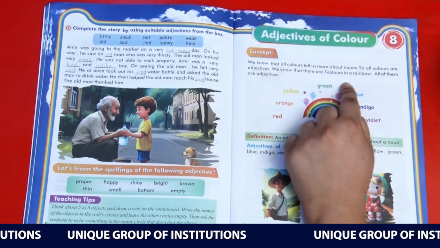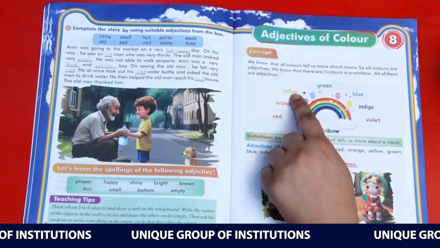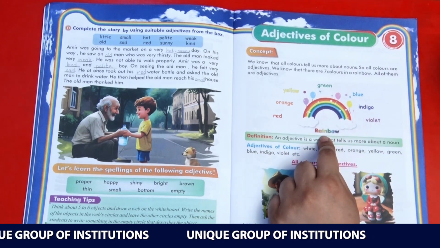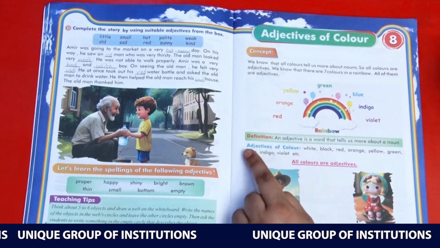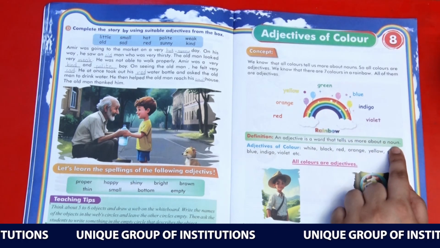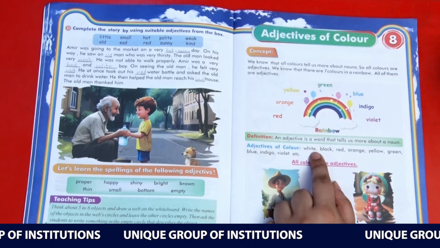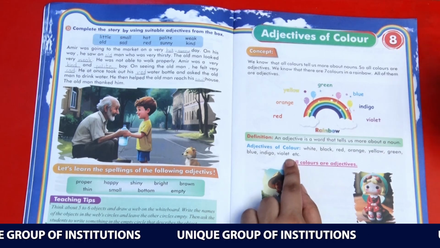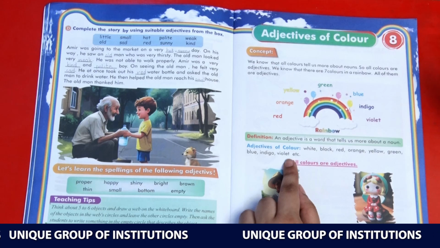We know that there are 7 colors in a rainbow. All of them are adjectives. Red, orange, yellow, green, blue, indigo, violet, these all are part of the rainbow. So the rainbow contains these colors and these colors are adjectives here. Definition: an adjective is a word that tells us more about a noun. We have already done this and you need to just learn this definition. Adjectives of colors: white, black, red, orange, yellow, green, blue, indigo, violet. Any word that is indicating any color is an adjective.